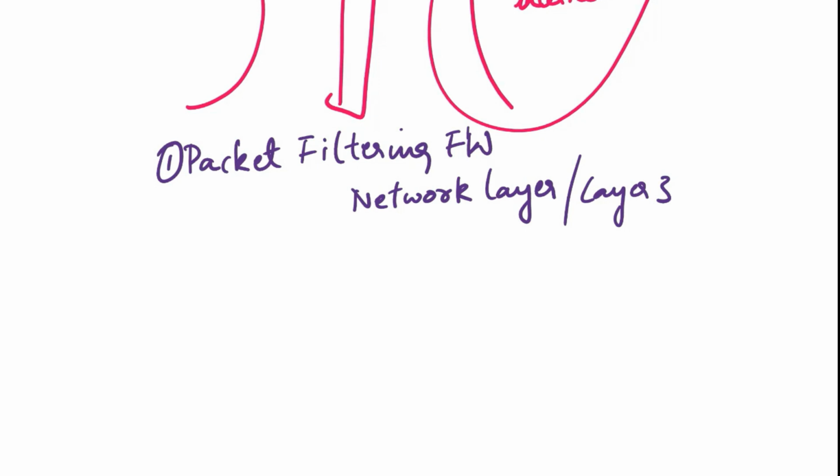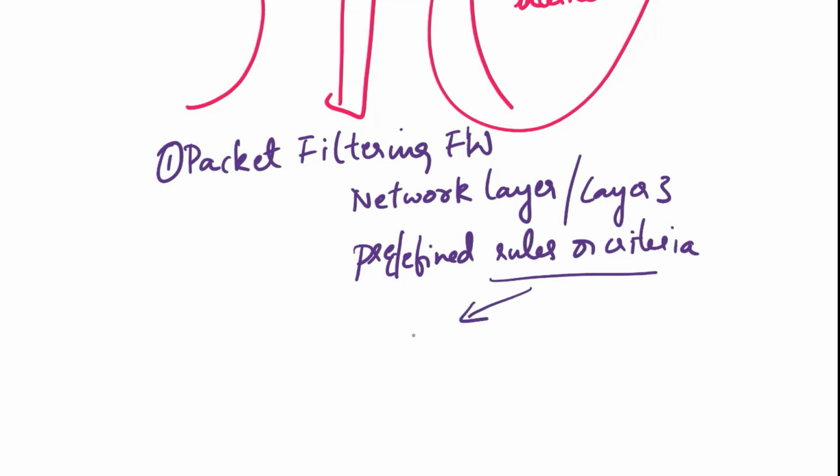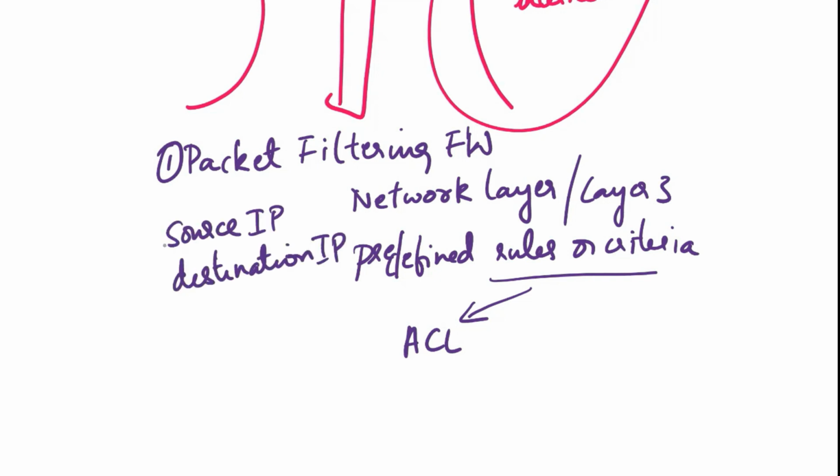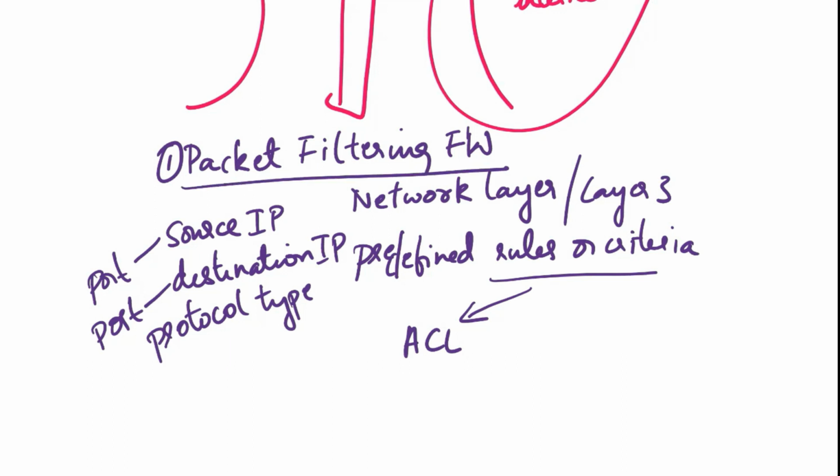Its primary function is to inspect and control the flow of network traffic based on predefined rules or criteria. These rules or criteria are known as ACLs, that is, access control lists. Okay, these rules determine whether a packet should be allowed to pass through the firewall or should be blocked based on various characteristics of the packet, such as source IP address, destination IP address, source port, destination port, and protocol type. Now let's see the characteristics of a packet filtering firewall in detail.